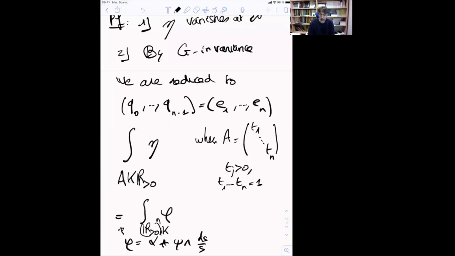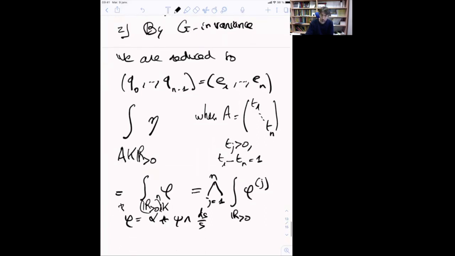And because of the functoriality of the Mathai-Quillen formalism over this R positive to the n, the bundle is decomposed metrically as a direct sum of bundles of rank 1. So in fact, we are reduced to the rank 1 situation, and so it's just the wedge product from 1 to n of the integral of the phi j. And so this is the rank 1 situation.